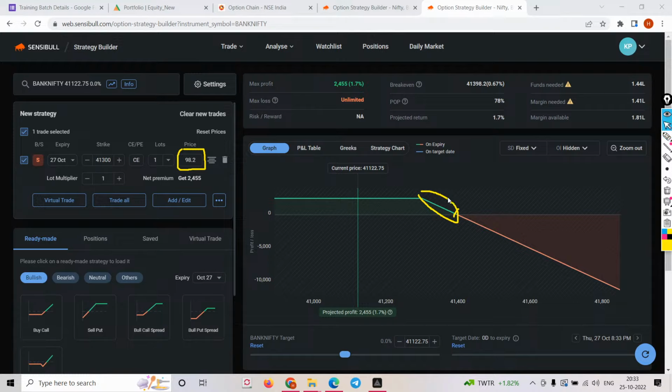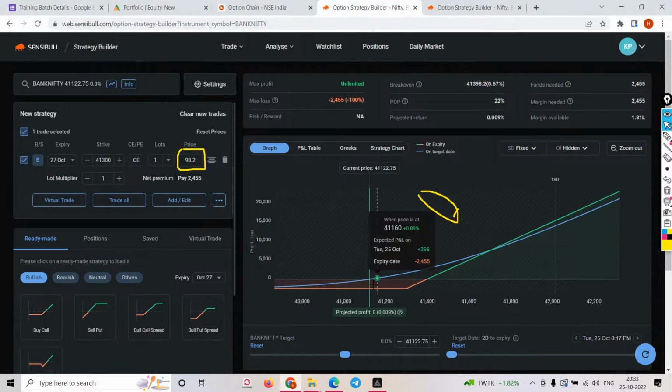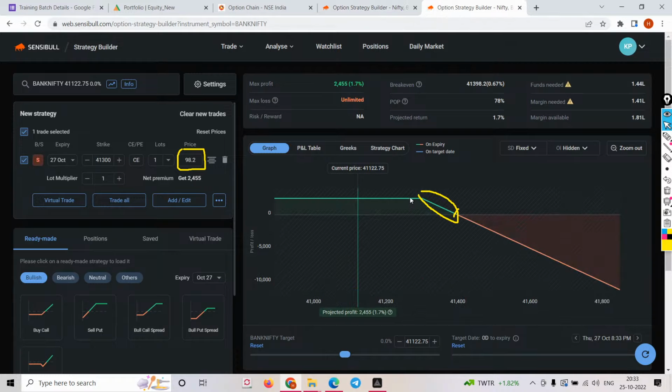But this cushion is not there for the option buyer. Okay, let me show you. The option buyer doesn't have this cushion, because check this. This cushion is loss. This red area is loss for the option buyer. On the expiry, the market has to cross this 41,398 for him to see the profit. Whereas for the seller, he has this extra cushion.